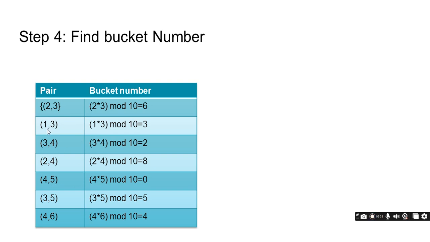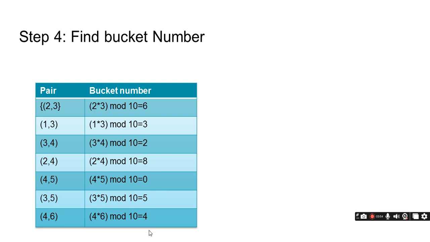Let us take one more example. Let's say it is 1 3. So it is 1 into 3, that is 3, and 3 mod 10 will be 3. Let's say 4 into 5, that is 20, so 20 mod 10 is 0. 4 into 6 is 24, so 24 mod 10 is 4. Like that you find the bucket numbers of each and every pair over here.